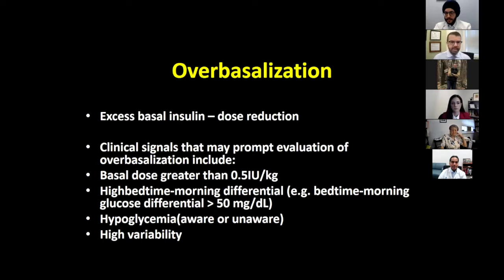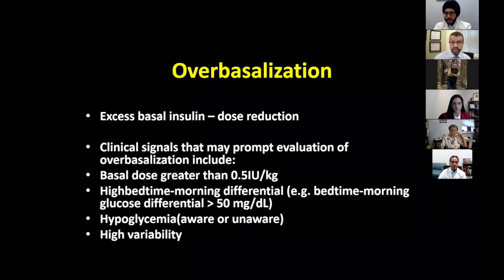So it may be if the basal dose is more than a half of a unit per kg. So that's at the high end of normal. We talk about a bedtime morning differential. What does that mean? So if someone goes to bed at blood sugar X and wakes up with blood sugar Y, and there's more than a 50-point difference between the two, that's a high differential and suggests over-basalization.